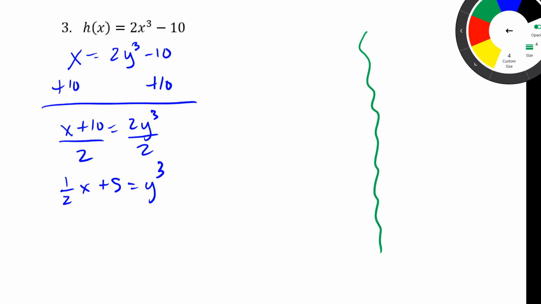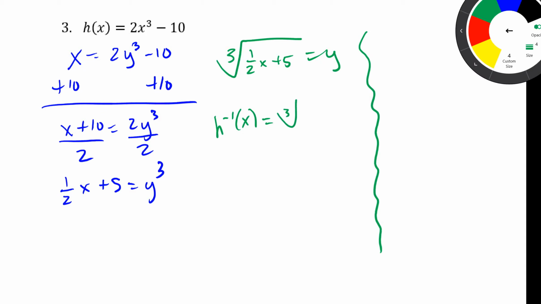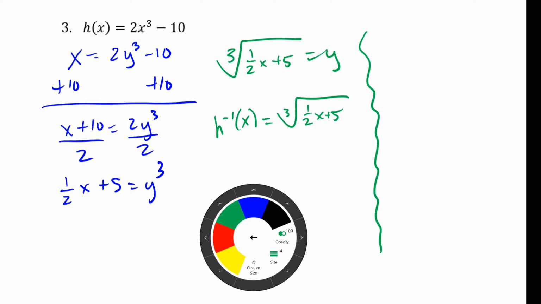The first thing you can do is you can just cube root both sides. So if I cube root both sides, I'm going to wind up having 1/2 x plus 5 equals y. Which I can then say, well, since y is by itself, h negative 1 of x equals the cube root of 1/2 x plus 5. Totally acceptable answer, and I would love for most of you to do it that way.